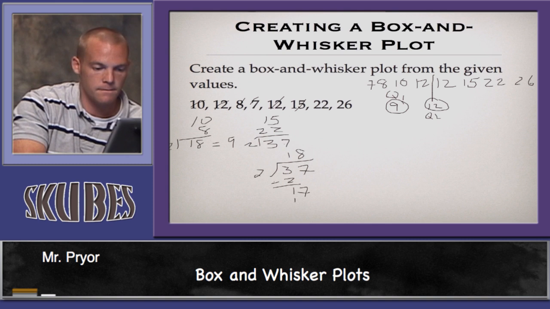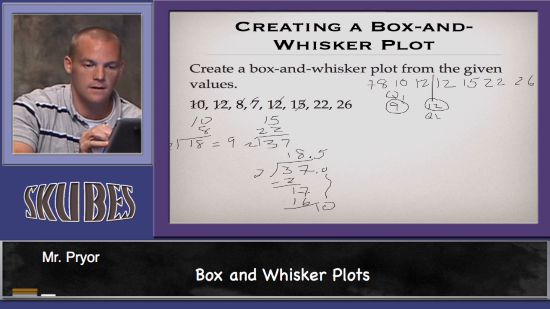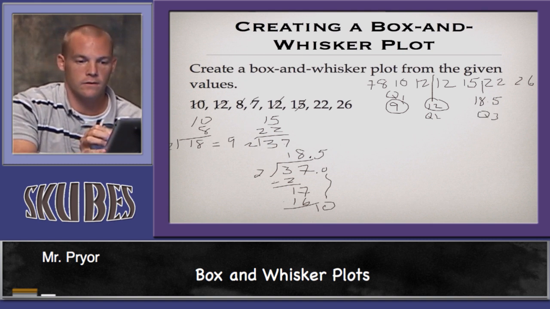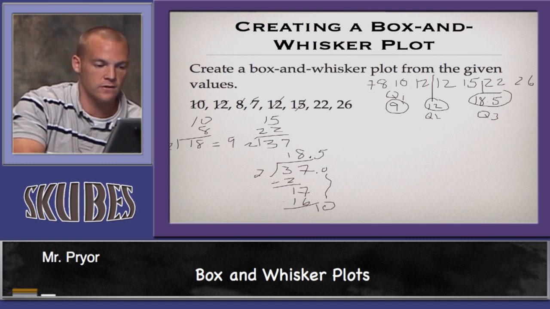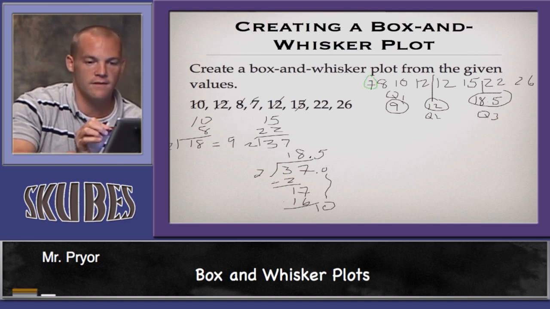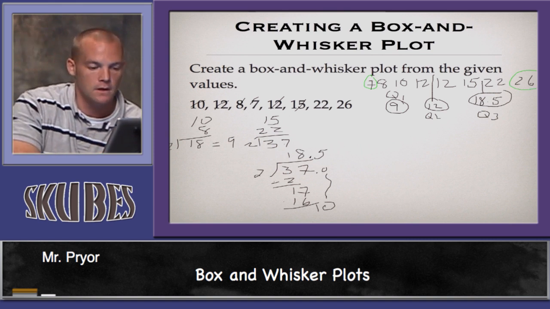So it's going to end up being 18.5. So we're going to bring down a 0, and then it's going to give us a 0.5. So our upper quartile is going to be 18.5, which is quartile 3. All right. So I'll circle that as well. And then just as I did on the last example, you also need to mark your lowest number, 7, and your highest number, 26, because they're also a part of your plot.